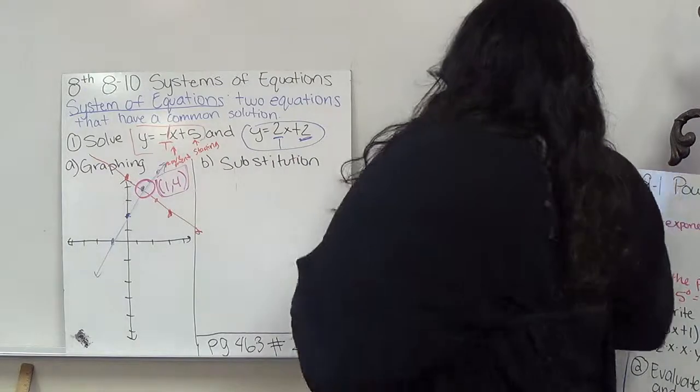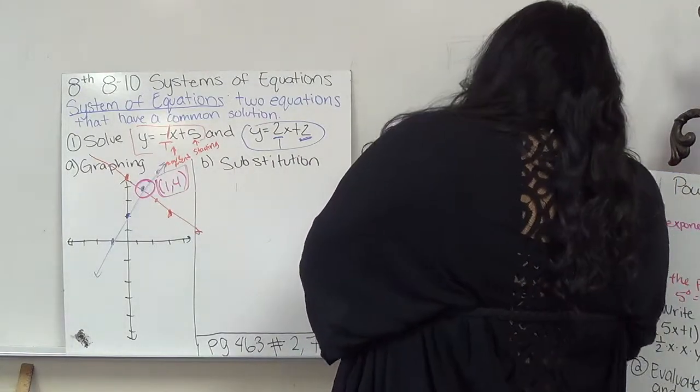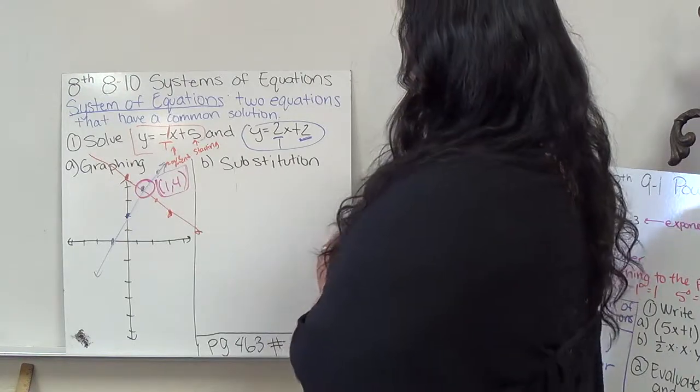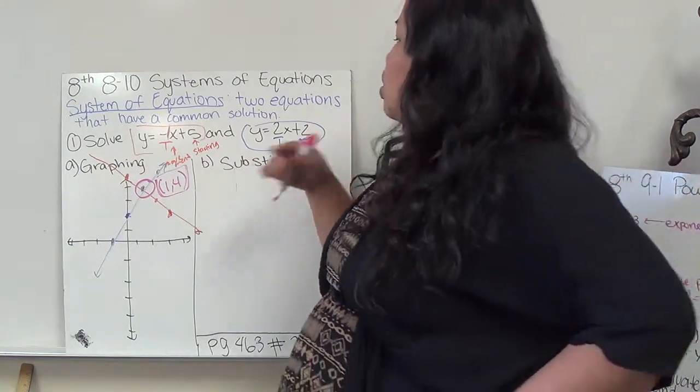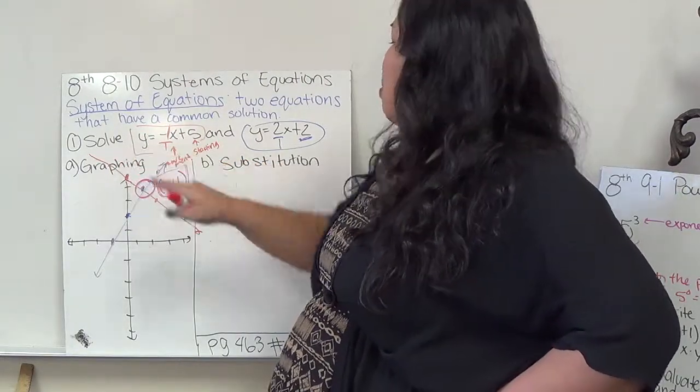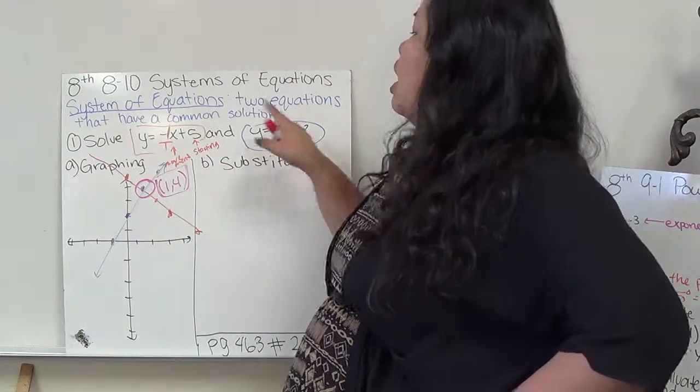So I'm going to use the substitution method. And basically, what the substitution method is, I can take, because I need to know when x and y are the same. That means if I plug in 1 for x, it's going to give me 4. And if I plug in 1 for x here, it's going to give me 4.